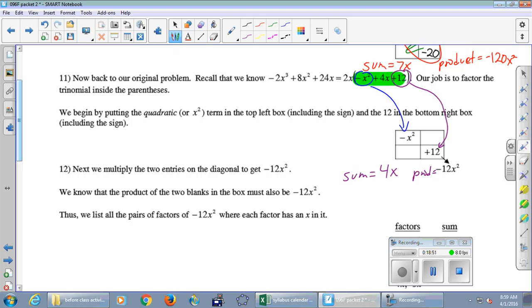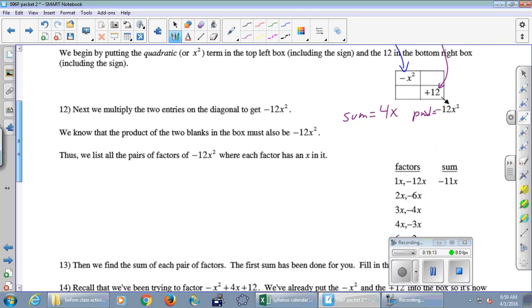Infinitely many. 0 and 4, 1 and 3, 2 and 2, negative 25 and positive 29. Yes? So which one should we start with? We should start with the factors because that is a small number, a finite number, right? Don't start with the sum. So we're going to start with factors of negative 12x squared.